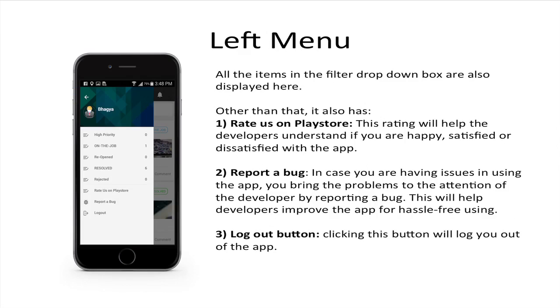Left menu bar. The same options from the filter box will be available on the left menu. Other than that, it also has 3 other features. 1. Rate us on Play Store. This rating will help the developers understand if you are happy, satisfied or dissatisfied with the app. 2. Report a bug. In case you have issues in using the app, you can bring the problems to the attention of the developer by reporting a bug. This will help developers improve the app for hassle-free usage.